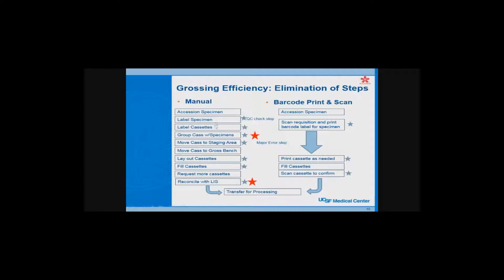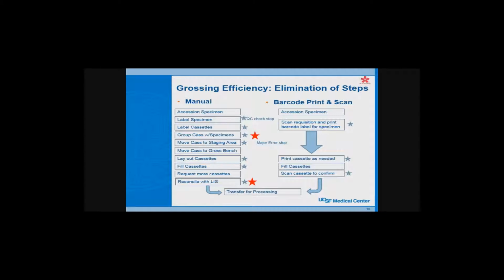So this slide, grossing efficiency, is showing where barcoding eliminates steps. And a lot of the elimination has to do with automating processes or eliminating batch processes. For instance, in this case, on the left-hand side, we have group labeling cassettes at the beginning of the process: accession of the specimen, labeling, and then producing cassettes at the beginning when you get the specimen. So you may print out, say, 10 cassettes right then. And then you have to go through the process of moving those cassettes around and keeping them with the specimen.